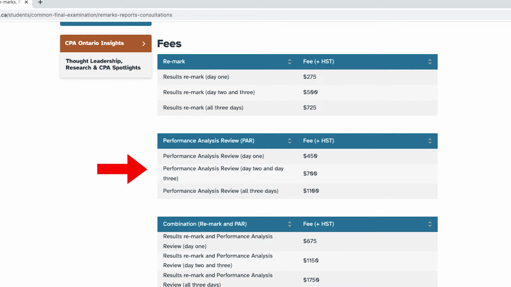Unlike day 1, there is no automatic PAR report for days 2 and 3. You can purchase the regular PAR report, which is costly, but you'll get a very detailed report as to why you didn't pass. I suggest getting this if you failed 2 times or you did everything you could and you have no idea why you didn't pass.